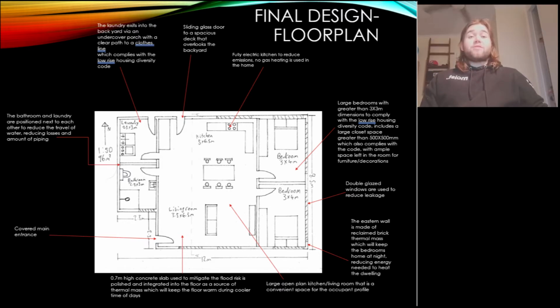The main focus of this design is passive house energy reduction. We will go through this a bit later. As you can see, it has two large bedrooms, an open plan kitchen and living room, and a laundry and bathroom. The house complies with the low-rise housing diversity code.